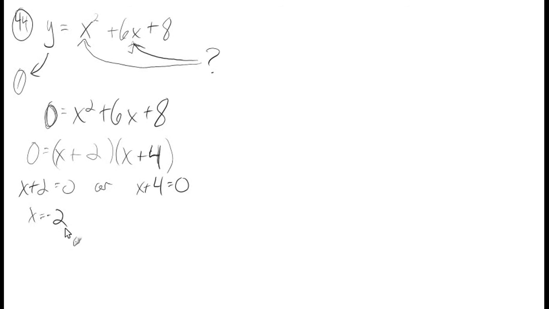So x could be -2. If you put -2 into this function, it will give you a 0. Or x could be -4. You could put -4 into this function, and it will give you 0. Okay? And now that makes sense.